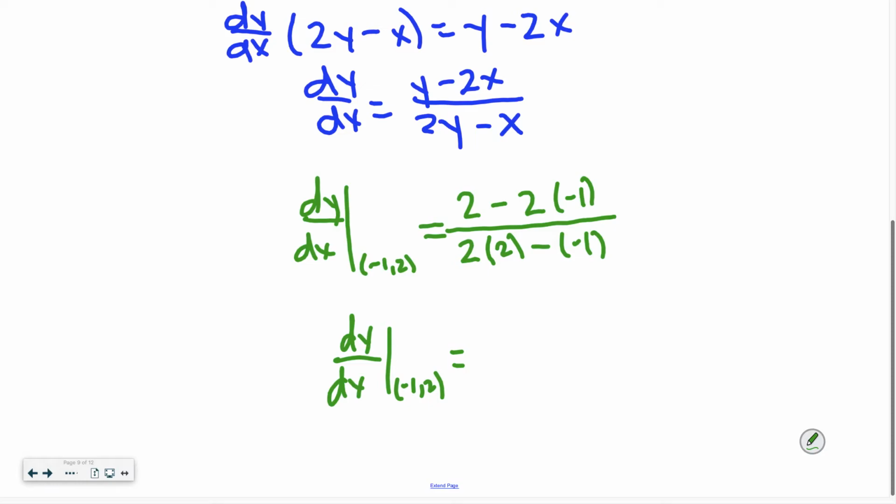What is our slope? 4 over 5. 4 over 5? Kind of a nice slope, right?